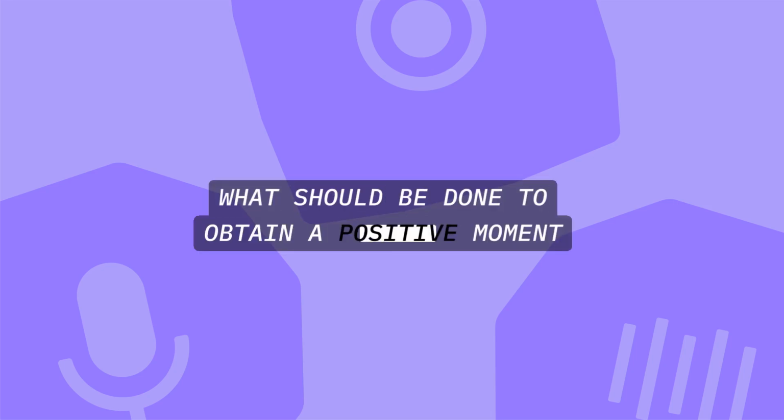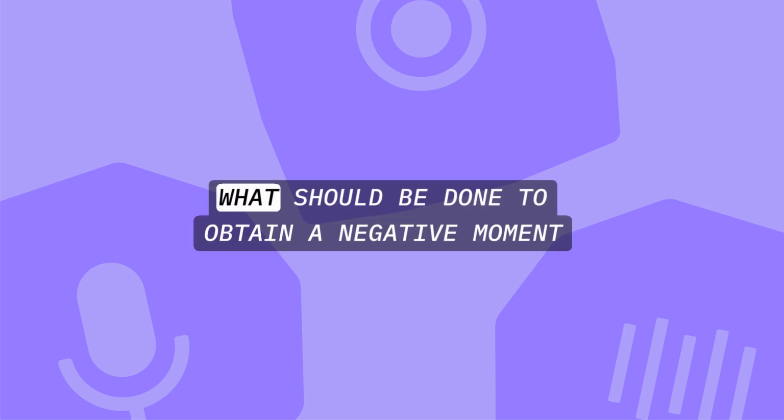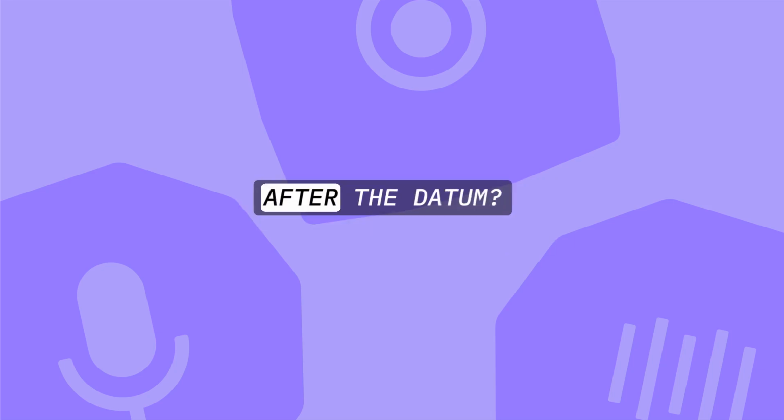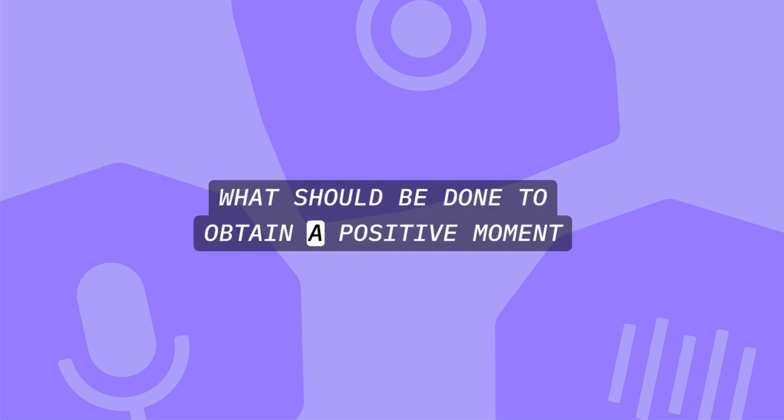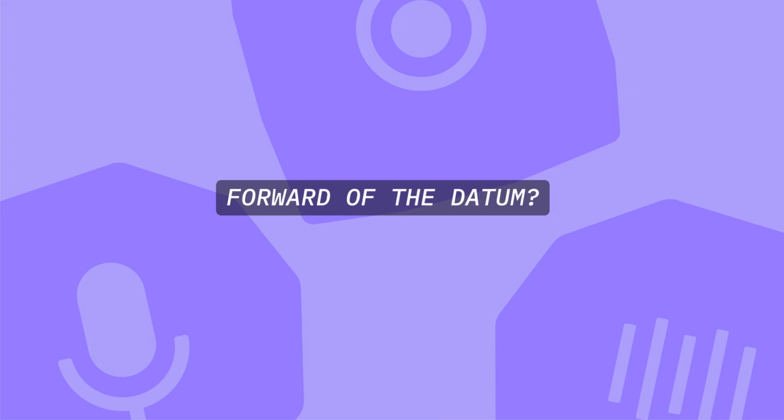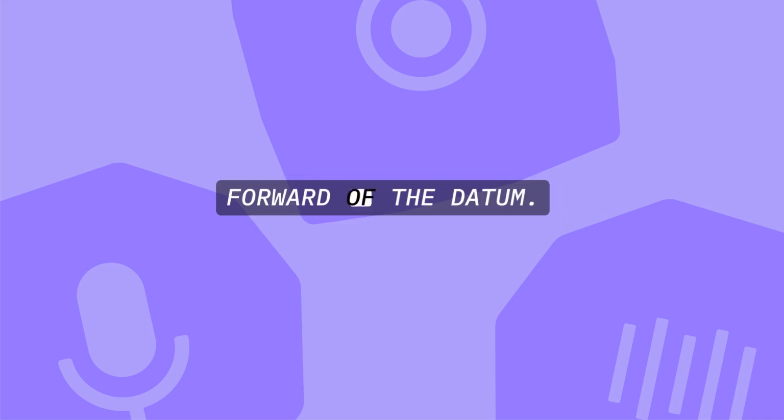What should be done to obtain a positive moment after the datum? Add weight. What should be done to obtain a negative moment after the datum? Remove weight. What should be done to obtain a positive moment forward of the datum? Remove weight. What should be done to obtain negative moment forward of the datum?